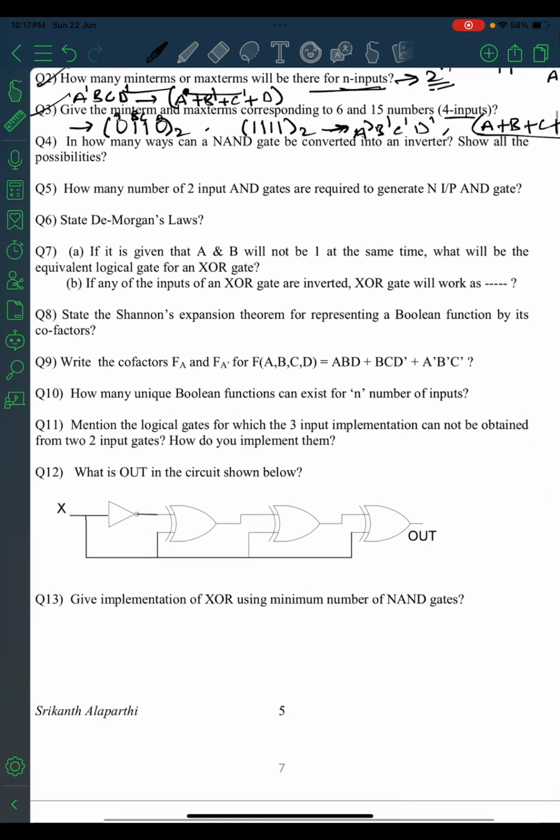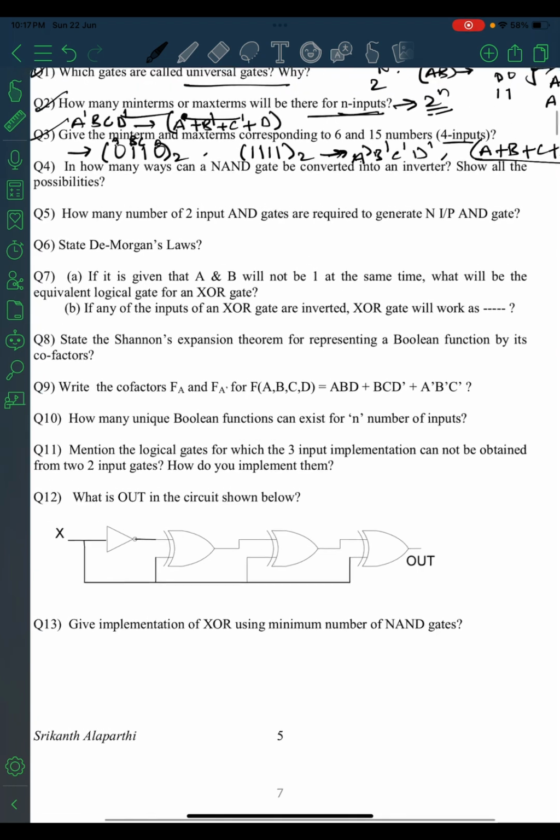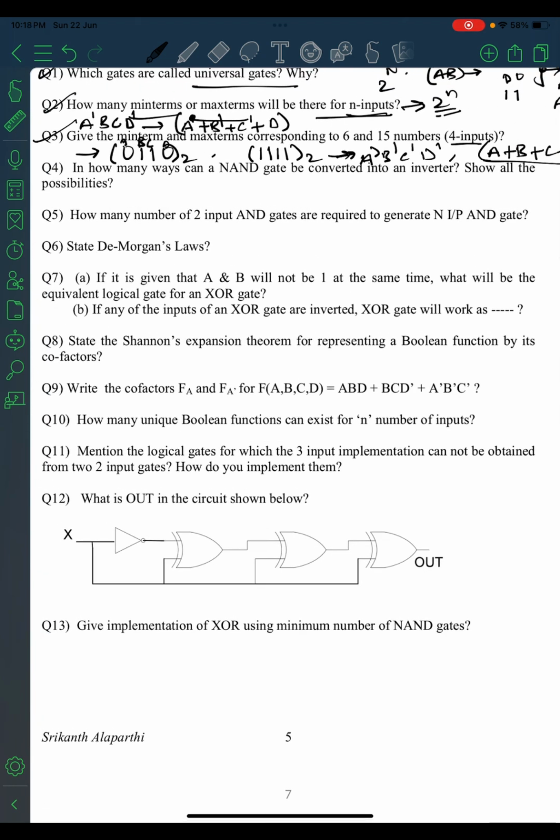In the fourth question, in how many ways can a NAND gate be converted into an inverter? Show all the possibilities. So the NAND gate, which is a universal gate, how can it be converted into an inverter? There are two possibilities.